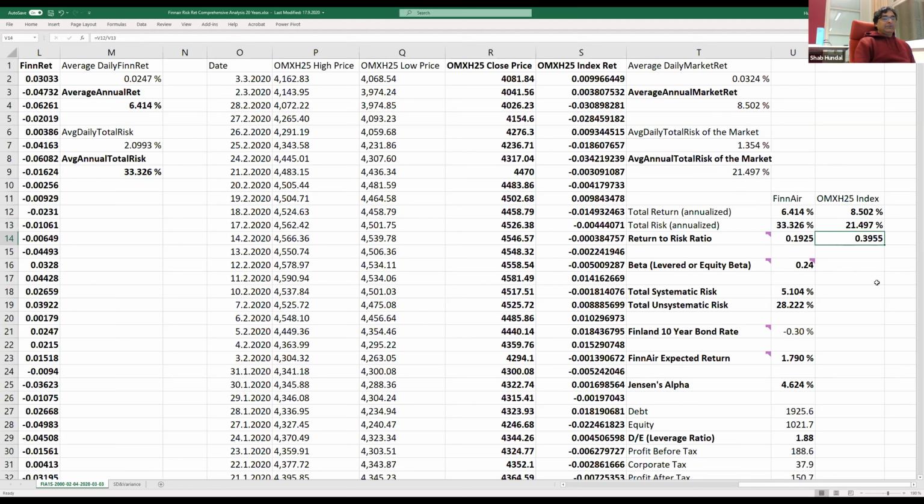And then after doing these calculations, I found the ratio of return to risk. It turns out that for Finnair, the return for 1 point of risk has been 0.19, whereas for the overall market, the return has been 0.39 for 1 unit of risk. So if you compare Finnair with the index, Finnair has definitely underperformed in comparison to the overall market. And then we find the beta coefficient that we were discussing. That beta is basically the slope.